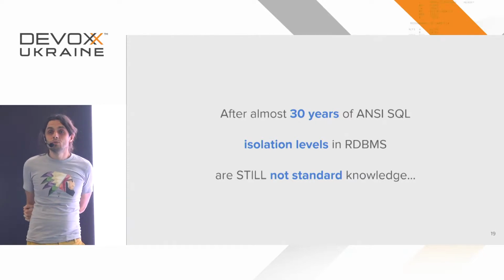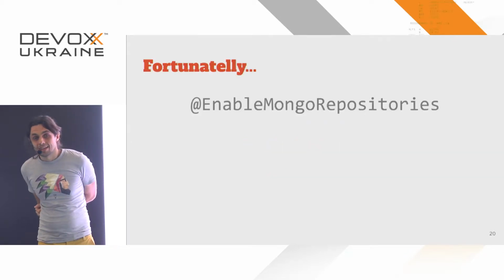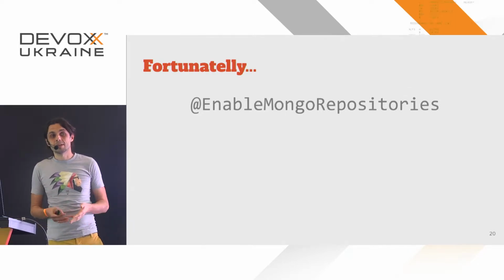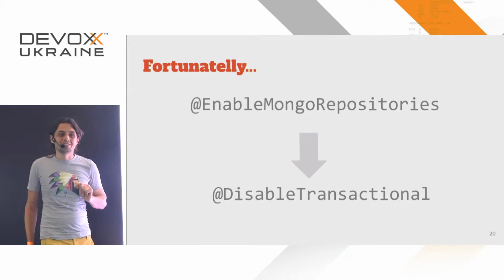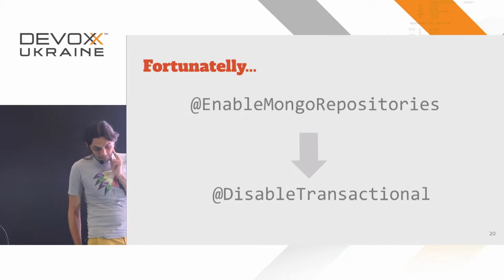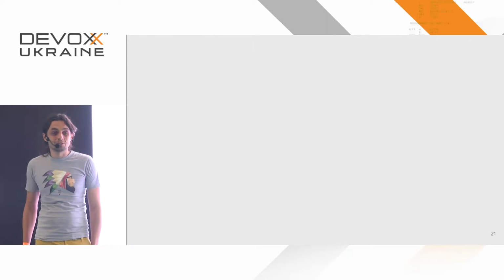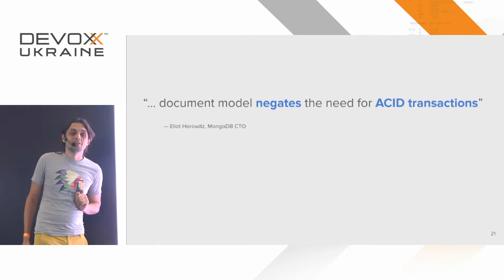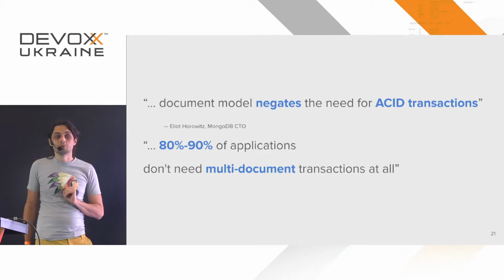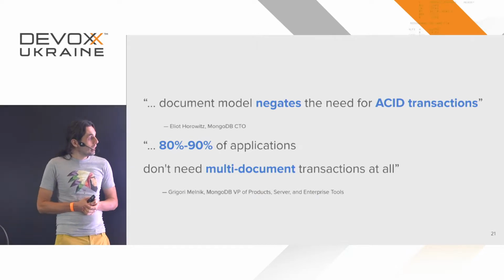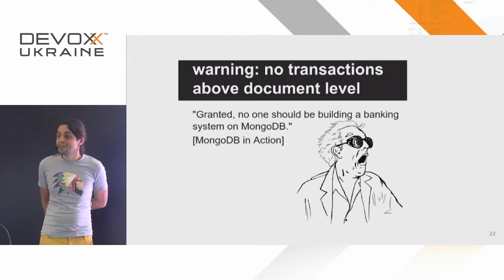Fortunately, we don't have to worry that much about it, because in Spring, we have another annotation. We have this annotation, and up until recently, this, as usual, Spring annotation enabled another annotation, and that is this one. So we don't have to worry. MongoDB disable transactional, and everything is brilliant because, as we know as Mongo users, when you use Mongo, you don't need transactions, right? This is what the creators of Mongo used to say: document model negates need for transactions, 80–90% of applications don't need multi-document transactions at all. Well, and life was quite easy then because nobody wants to be in this 10 or 20%. Of course, there are some cases when it's not so easy.